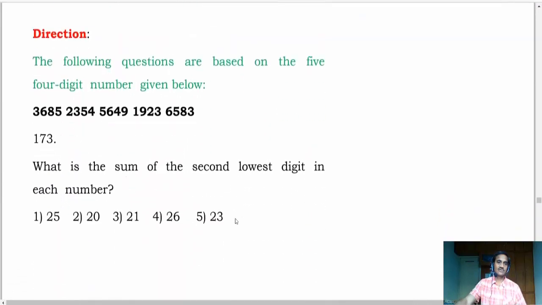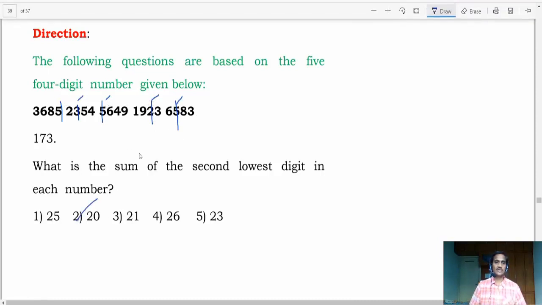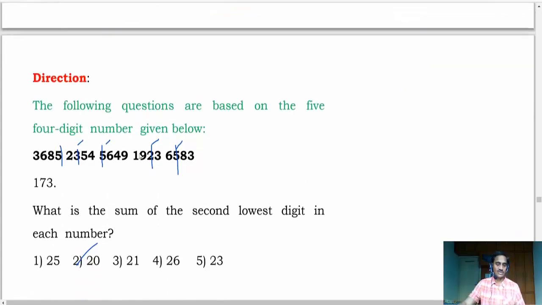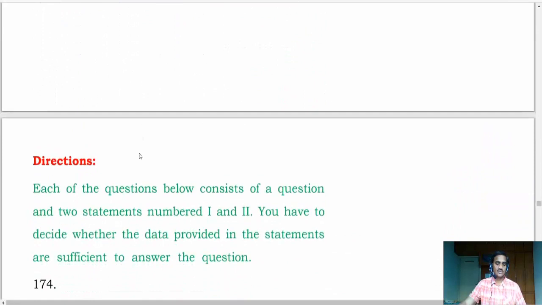Then question number 173. What is the sum of the second lowest digit in each number? In each number, the second lowest here is 5, here 3. 5 plus 3 is 8. Here the second lowest is 5, here the second lowest is 2, and here 5. 5 plus 2 is 7, plus 5 is 12, plus 3 is 15, plus 5 is 20. Now 20, choice 2 is the answer. Clear? Choice 2, 20. Then the next one.